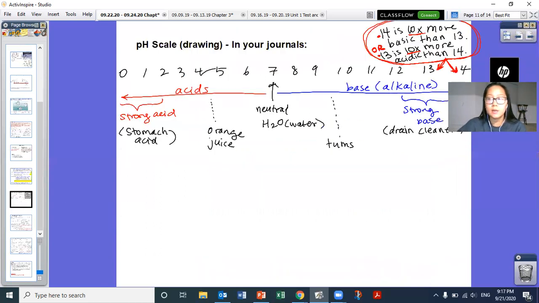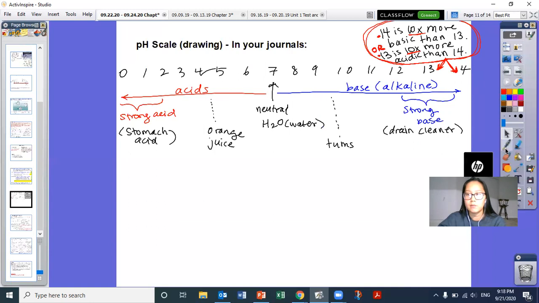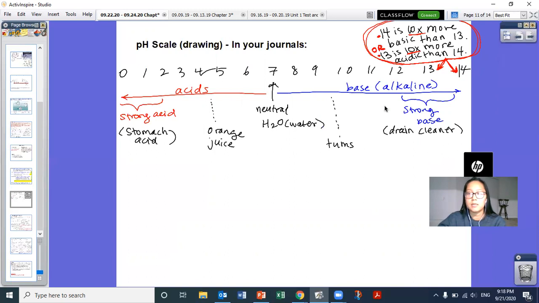So this is the pH scale. Now again, we go from 0 all the way over to 14, right? 14 is 10 times more basic than 13. That's what we just talked about. You can't see the 1 over here, let me draw that in. So 14 is actually 10 times more basic than 13. It's not just a 1 times increase. It's a 10-fold increase between each number.